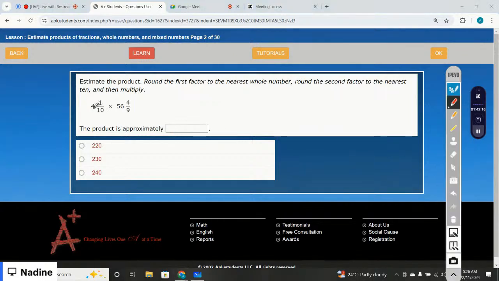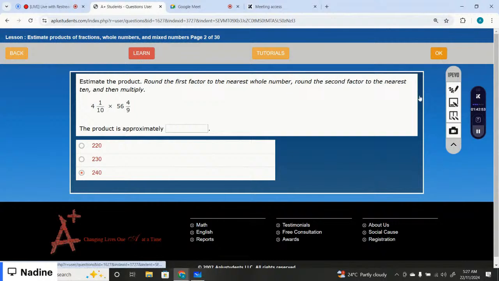That is 4 whole 1 by 10. You need to round this to the whole number, so it would be rounded off to 4. And 56 whole 4 by 9 is rounded off to 60. So 60 times 4 is 240. Option number 3 is the correct option.